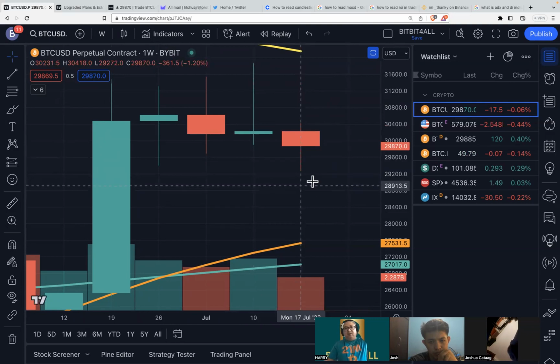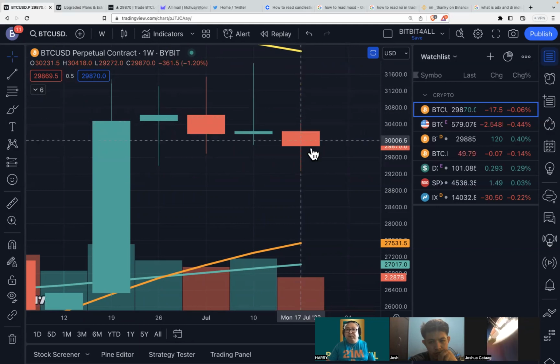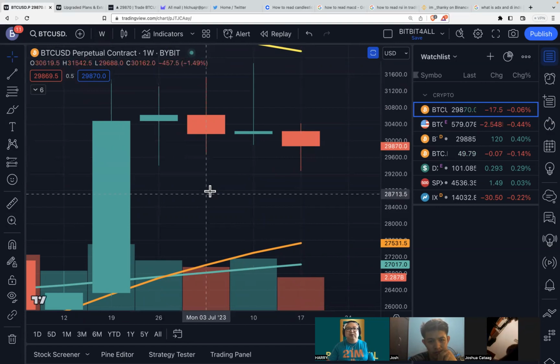So, just be mindful na the price could go up or could go down. Okay? During this weekend. So, yun ang titingnan mo.